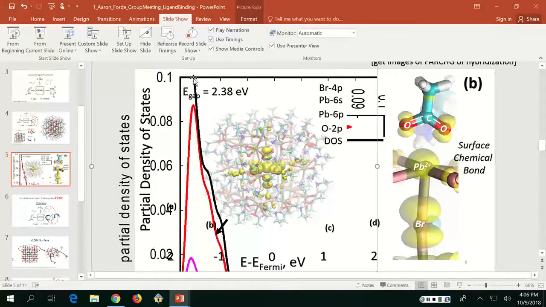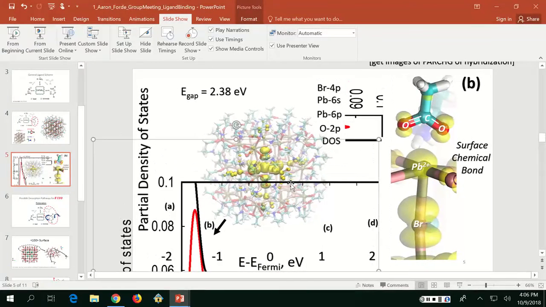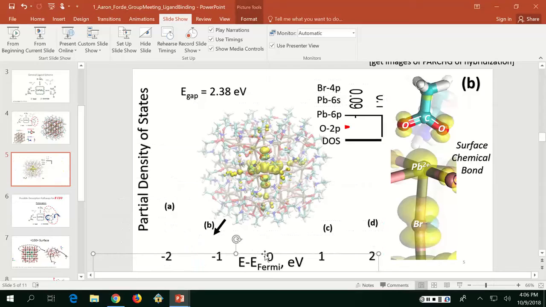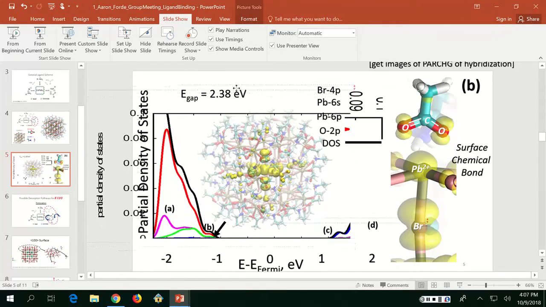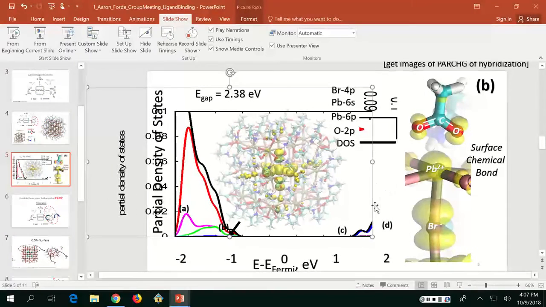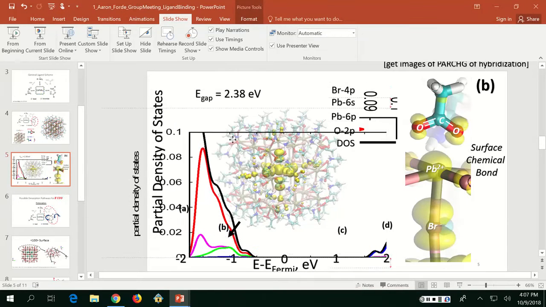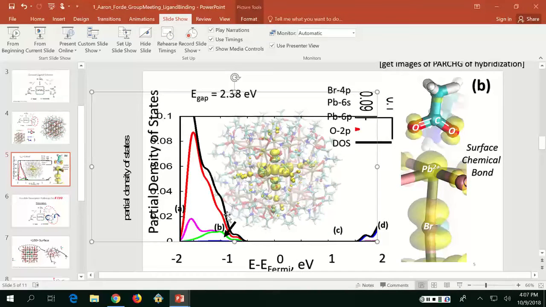That just shows the density of states for the system. Or it's a partial density of states. So you can see in the valence band, this black dot is the total density of states. The red dot represents the halide electronic density of states, so that's the bromine in this case. And this green and pink figure kind of overlap with each other, and that's the ligand binding to the lead surface, which is shown on the right. So this is the most important part of this figure.